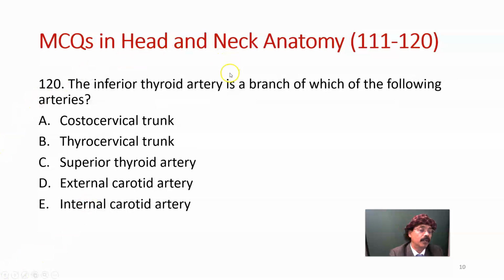The inferior thyroid artery is a branch of which of the following arteries? Costocervical trunk, thyrocervical trunk, superior thyroid artery, external carotid artery, internal carotid artery. Answer should be the thyrocervical trunk, not the costocervical trunk. It is coming from the thyrocervical trunk. Answer is B. Okay, we got the answer.